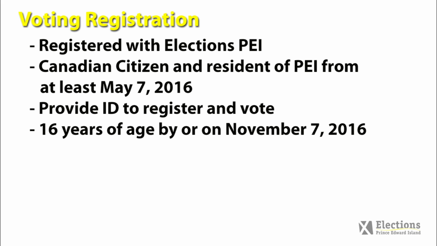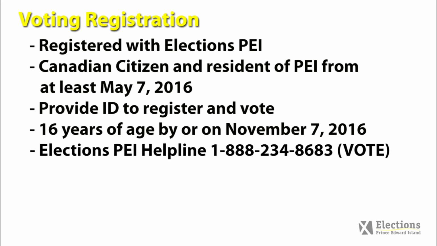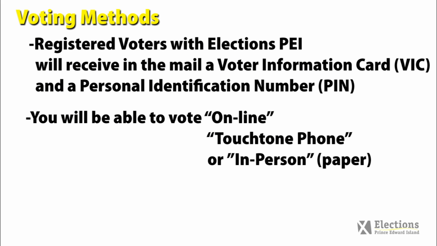If you voted in the last provincial election and your address has not changed, you are a registered voter with Elections PEI. But it is always a good practice to check your registration information by calling 1-888-234-8683 or 1-888-234-VOTE. You can also stop by the website www.yourchoicepei.ca.